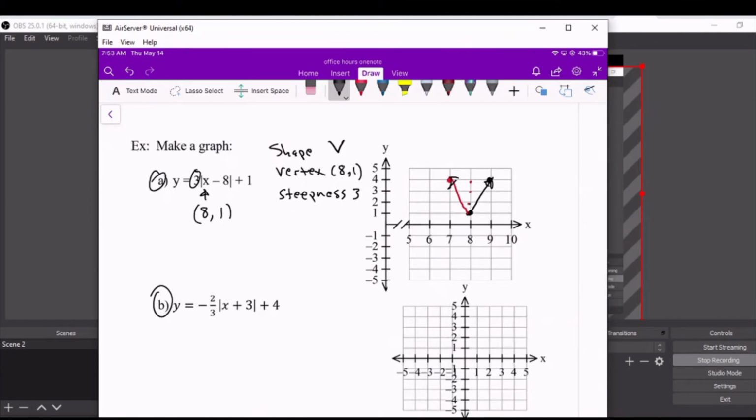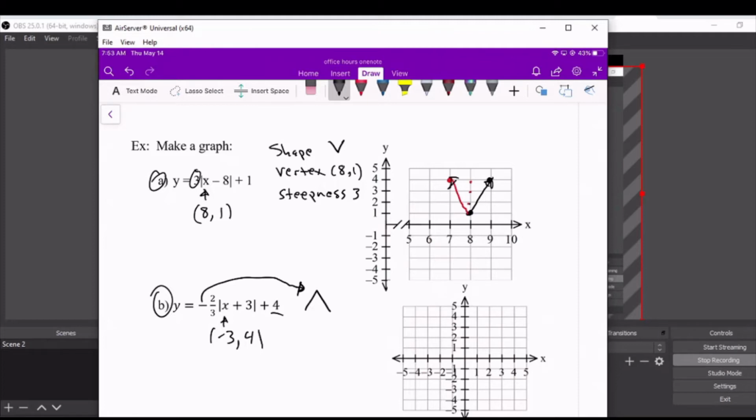All right, the shape. I'm going to have an upside down V because of this negative here. So that's my shape. The vertex, the ideal thing to plug in for x would be -3. That would make what's in the absolute value 0. And then that would leave a 4 for the y. So there's my vertex. And then the steepness is the 2/3 or -2/3.